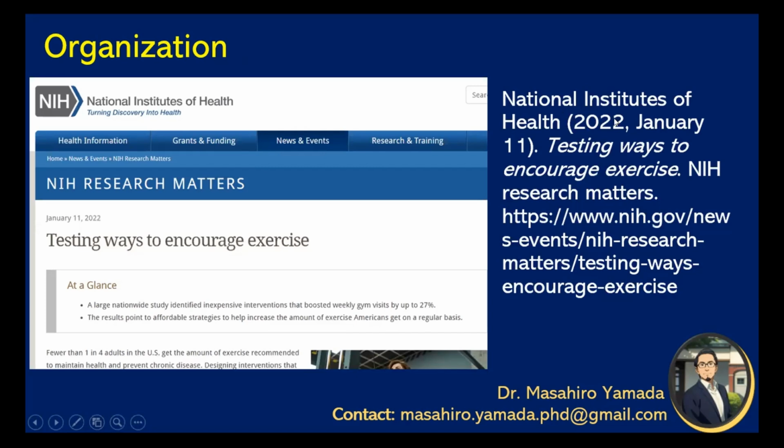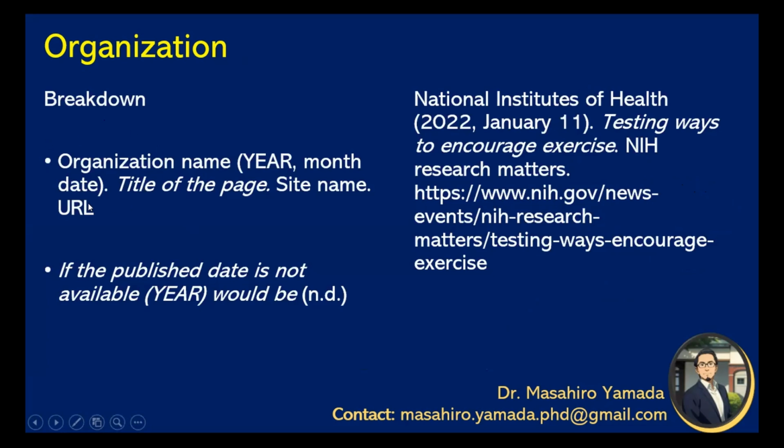And then followed by year, the title of the page should be italicized. Okay. And the site name should be written in normal letters, followed by the URL. So that's the breakdown of the basic rule, organization name. The very different one from citing a textbook or scientific article is here. When you cite a textbook or scientific article, you only need to put the year, but for the website, you put the year and the month and date of publication. And then the title of the page italicized, the site name in normal letters, and the URL.